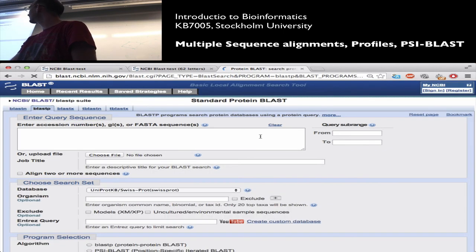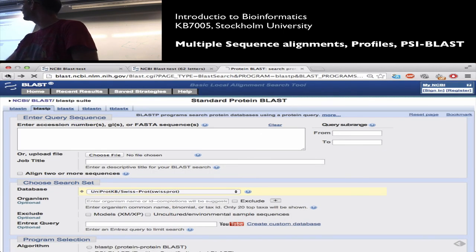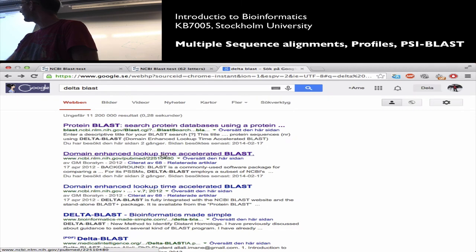I guess that's the link. Oh, that's the web server. That's papers.